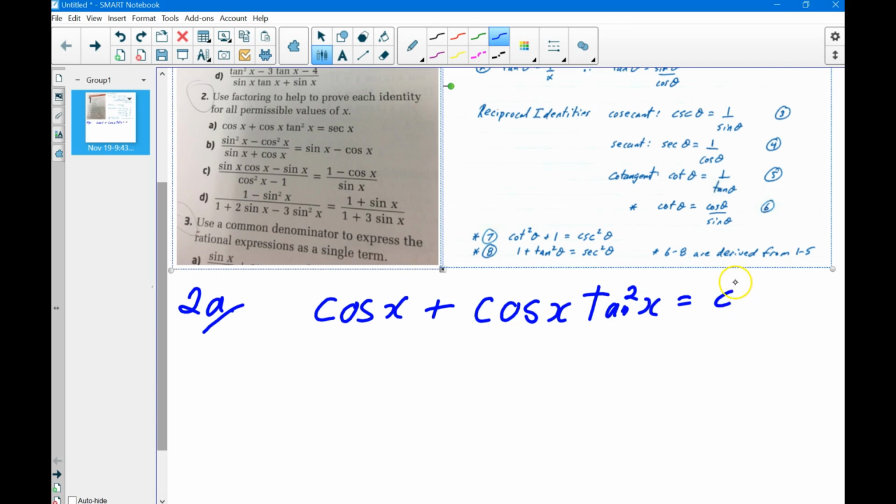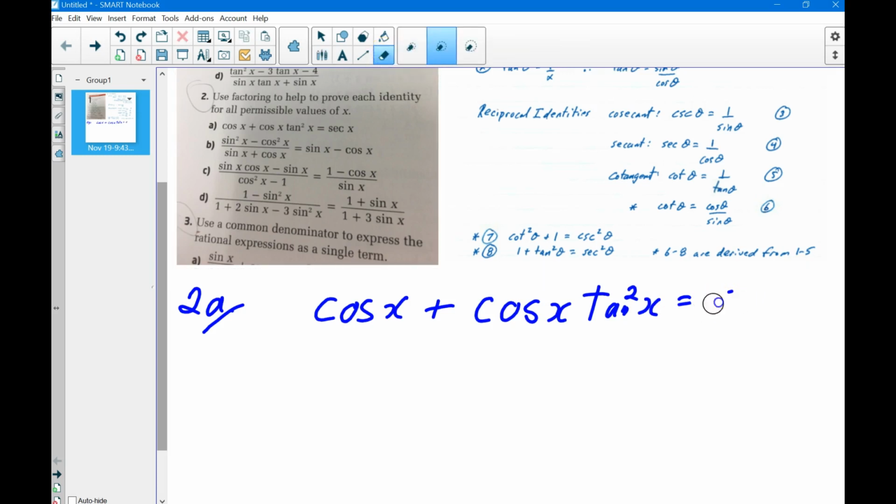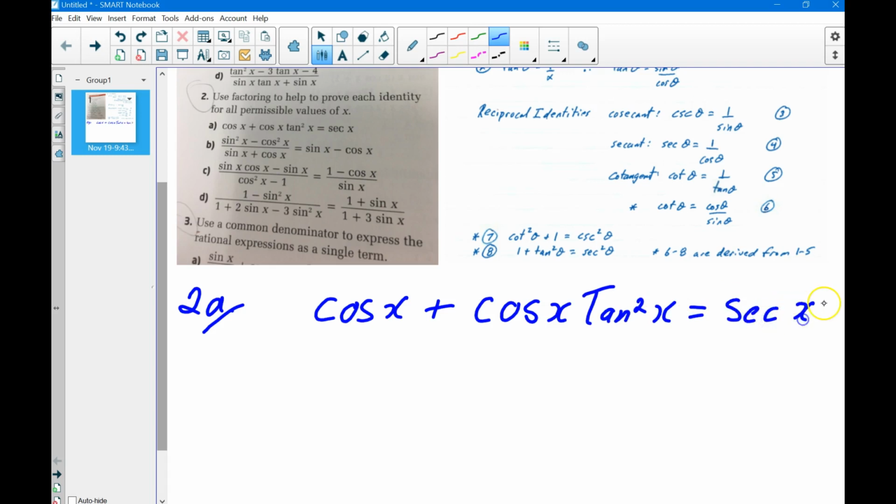Equals secant x, tan squared x equals secant x. Now when you first look at that, you're like, oh my god, I have a headache already. But when you look more closely, the first thing I see is cos here, and I see cos here. I also notice that it gives you a little hint in the question because it says use factoring. So let's factor them and see what happens.